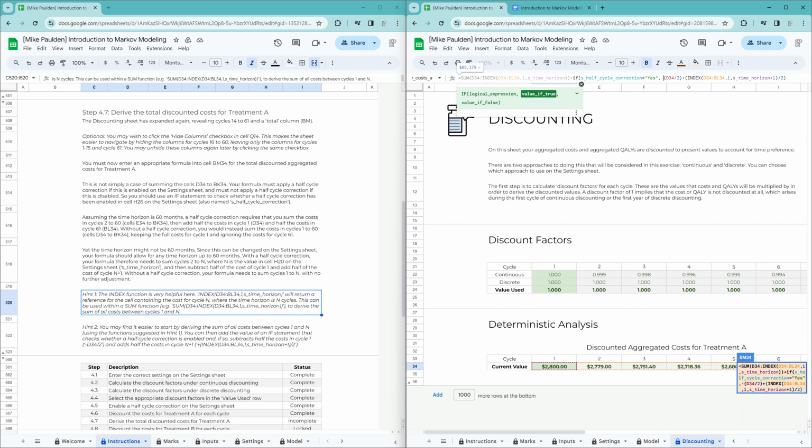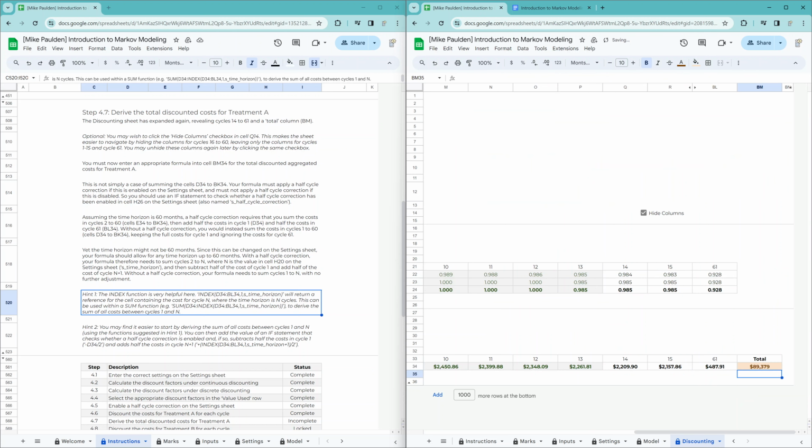So we are subtracting half of the first cycle, and then we're adding half of the next cycle after the end of the time horizon, because it's time horizon plus 1. So when the time horizon is 60 cycles, we are subtracting, under this half cycle correction, half of cycle 1, and then we're adding half of cycle 61, right? And if the time horizon was, let's say, 30 cycles, well, then we would be subtracting half of cycle 1 and adding half of cycle 31. Yeah, so that's how that works. And then I don't think we need to add any more brackets. I'm just going to press enter and see if that works.